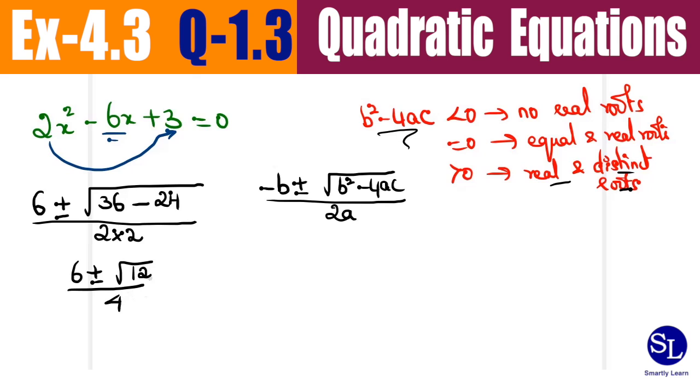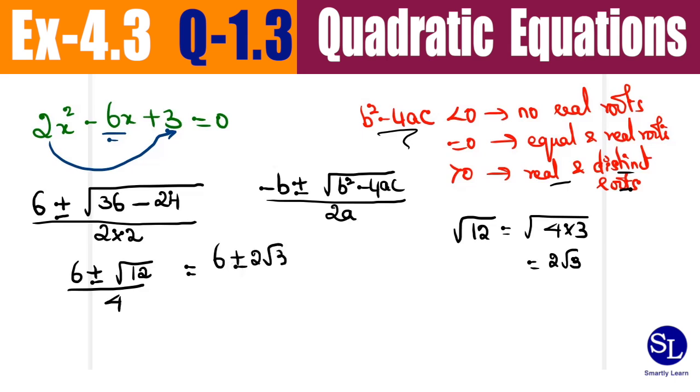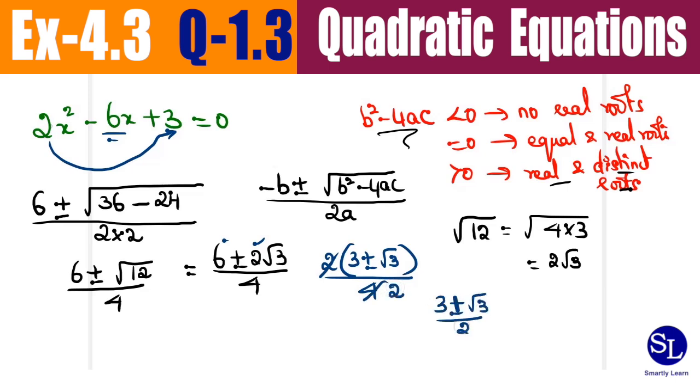So this is my root. Root 12, if I try to write it in terms of a perfect square, I can write this as 4 into 3. So if I take the 4 outside, it is 2 root 3. So let's put that here. 6 plus or minus 2 root 3 divided by 4. Now I can simplify this by taking the 2 as a common factor. Take 2 outside: 3 plus or minus root 3 divided by 4. Now I can strike this out. So 3 plus or minus root 3 by 2. These are the roots of the quadratic equation.